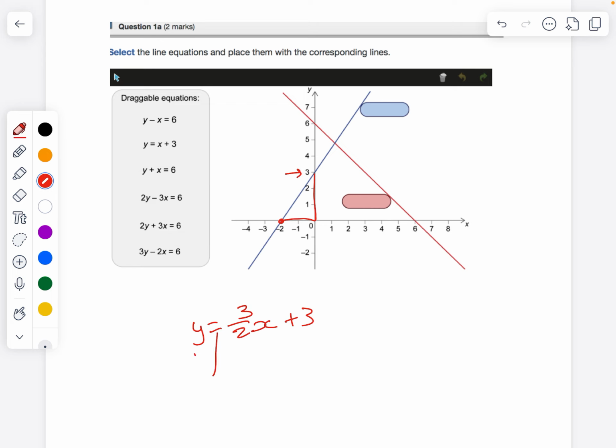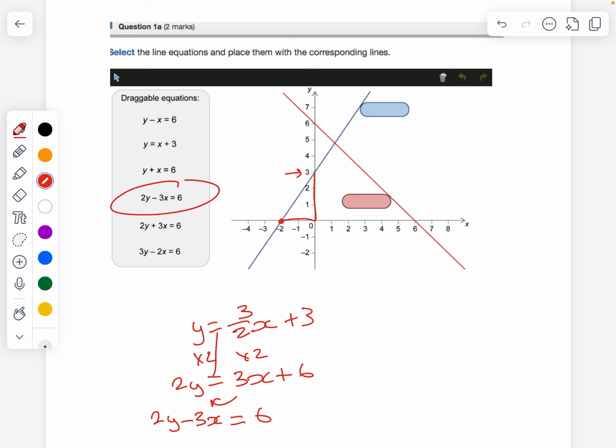So let's get rid of the fraction because there's no fractions in this question. So I'm going to multiply everything by 2. So that would give you 2y equals 3x plus 6. Again, this isn't here. So I'm going to bring the x over and subtract it. So 2y minus 3x equals 6. So that's going to give us this one.